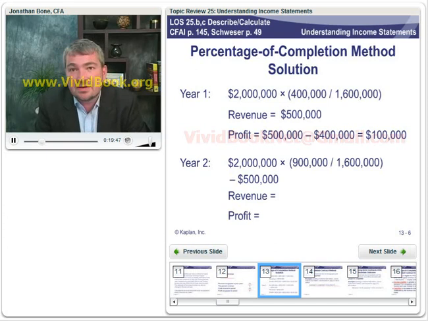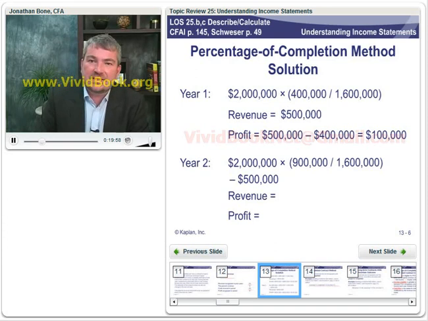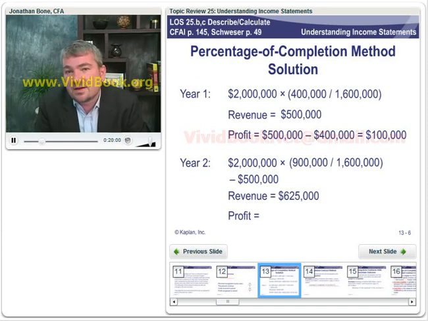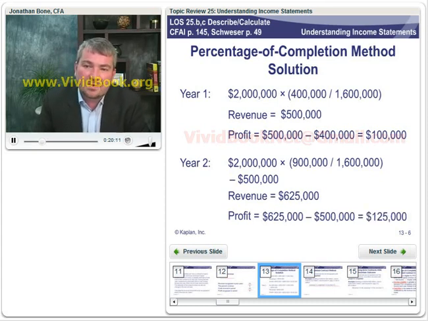Some of that's been recognized in year one. In fact, $500,000 has been recognized in year one. So we now need to deduct the revenue recognized in prior years, in this case 500,000, and we get this year's sales figure of 625,000. Profit: take this year's sales figure of 625, deduct the cost incurred in this year of 500,000, and we've got our profit of 125,000. Okay, so expect maybe to see calculations based on that in the exam.